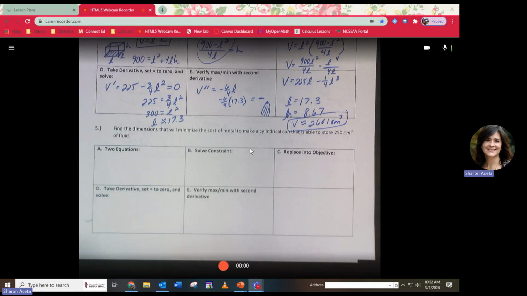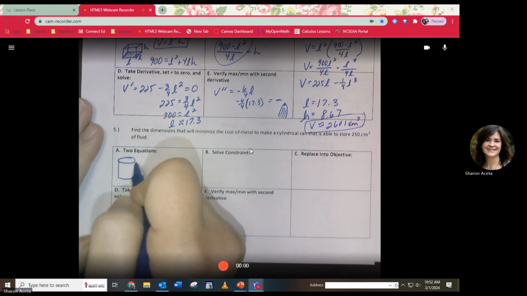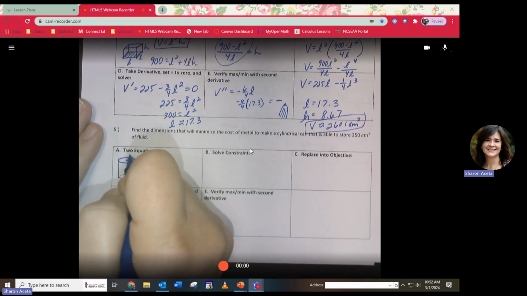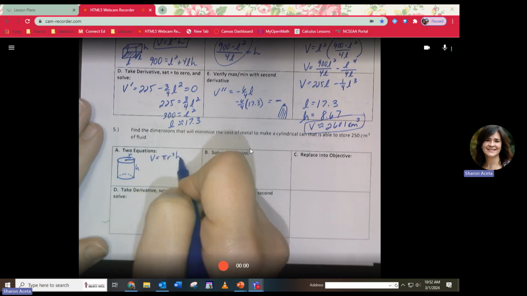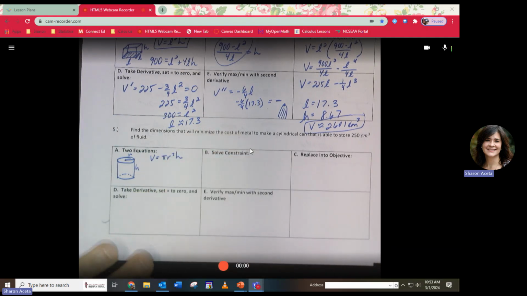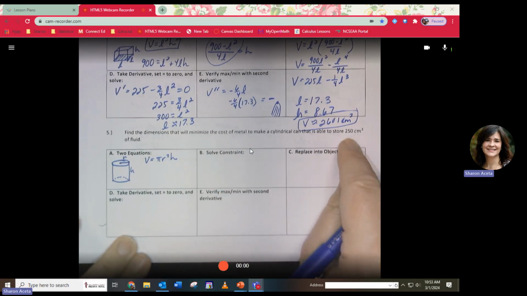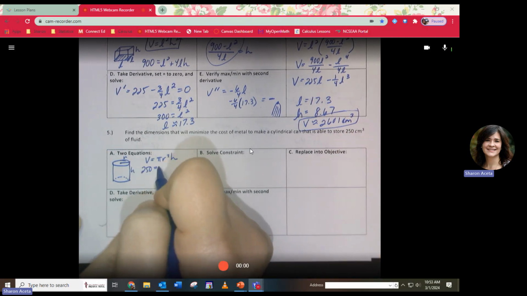Find the dimensions that will minimize the cost of metal to make a cylindrical can that is able to store 250 centimeters cubed of fluid. Again, if you don't remember your equations for a cylinder, you have a height and a radius. So volume equals pi r squared h is the volume for any cylinder. And we were actually told a little bit about the volume. So that's not our objective. That's actually one of our constraints we'll use to solve for a variable.